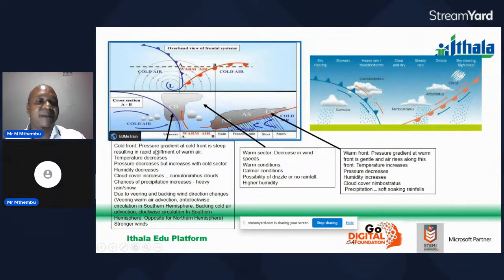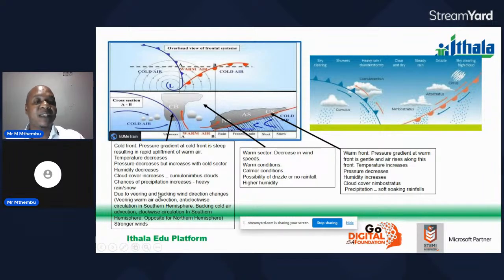So cold fronts here, as you can see, the pressure gradient of the cold front is steep, resulting in a rapid upliftment of warm air. If there's an upliftment of warm air, temperature will decrease, pressure decreases but increases within the cold sector, humidity decreases, cloud cover increases. What type of clouds are we going to find right there? Cumulonimbus clouds. Chances of precipitation increase, so we are expecting heavy rainfall, even snow is possible.